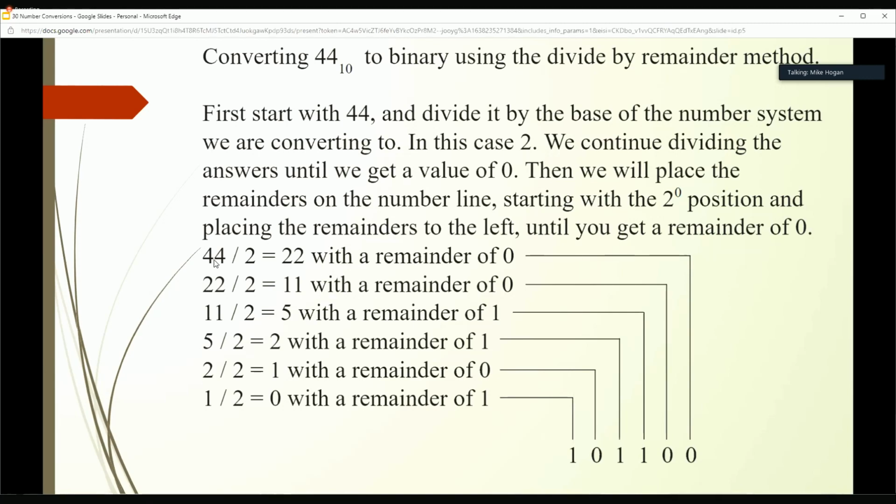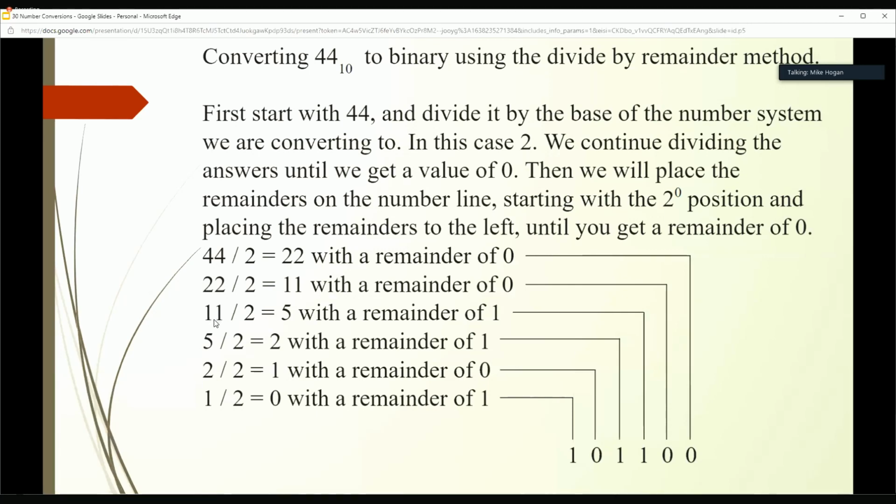So I get 44 divided by 2, which gives me 22 with a remainder of 0. The 0 remainder is what I'm paying attention to. So I've got no ones, and I put a 0 down. I've got 22, and I'm going to divide it by 2, continuing through this process, which gives me 11. Once again, it goes in evenly, so I've got no remainder, and I get another 0.